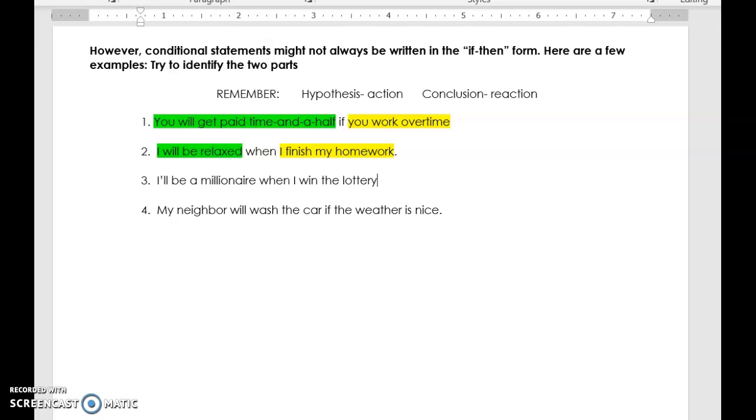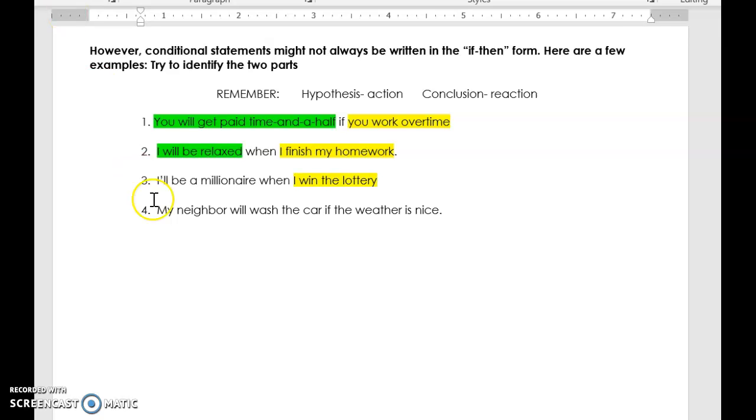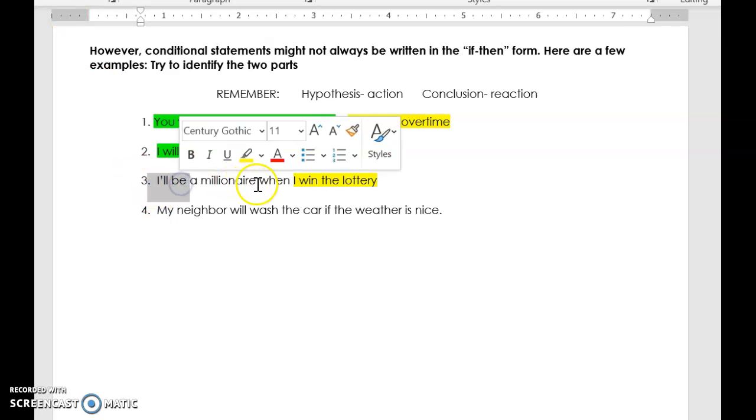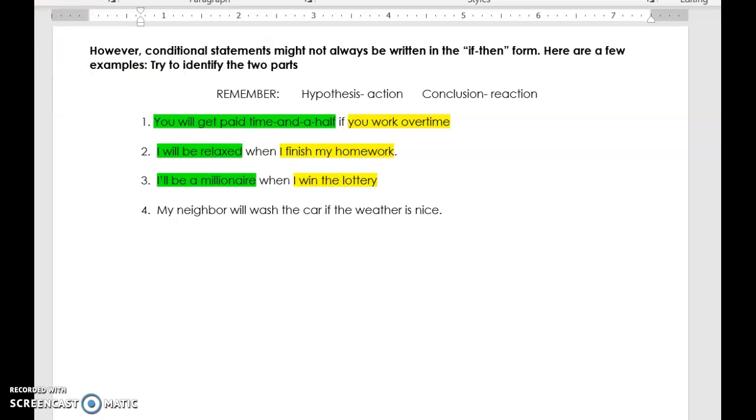Number 3, I'll be a millionaire when I win the lottery. So again, what's the first thing that has to happen? My action. I win the lottery. What's the reaction? I will be a millionaire. And I hope this comes true, guys.